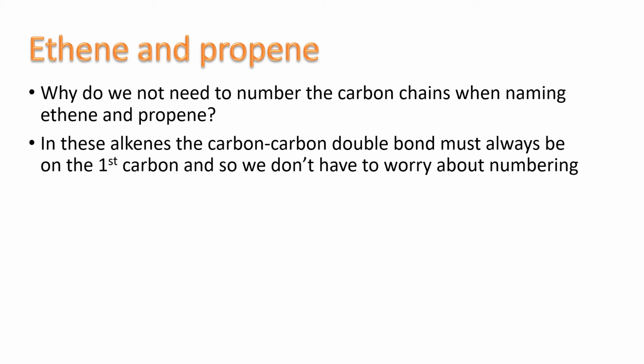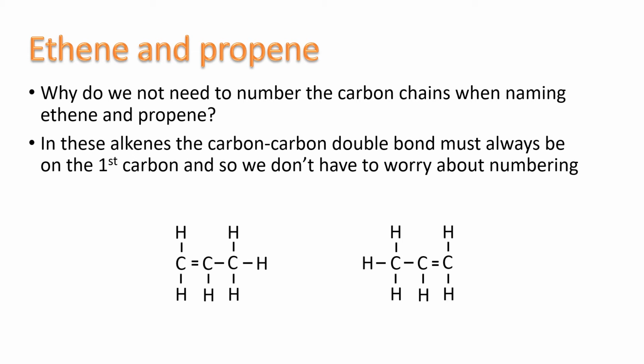So let me just show you an example with propene. There are 2 possible ways of drawing propene. You can either have the double bond starting at the carbon closest to the left, or the double bond starting at the carbon closest to the right. Now if we number both of these chains, looking at the first one, you always number closest to the double bond, so that would be 1, 2, 3, starting at the left.